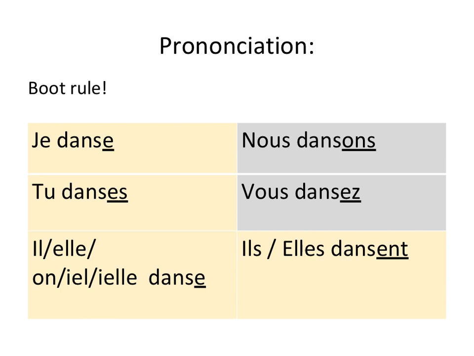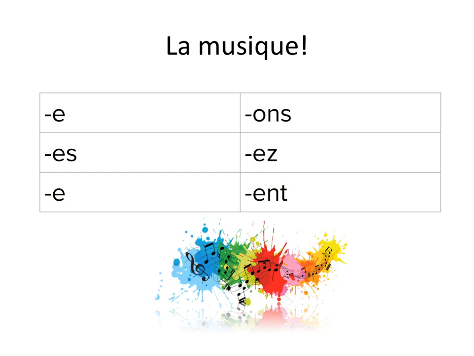Nous and vous are going to be a smidge different. Nous dansons, vous dansez. So on and ez. It's only a few letters that we need to remember in order to change verbs en français, but it's important that we remember them in the right order of the pronoun chart. Musique might help you. E, E, S, E, O, N, S. E, Z, E, N, T. Encore. E, E, S, E, O, N, S. E, Z, E, N, T. Use it if it helps, not if it doesn't.